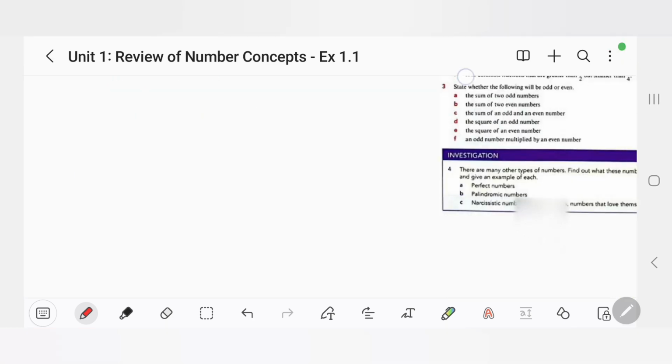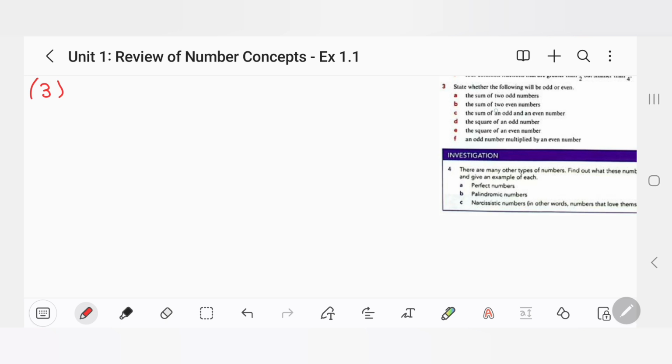Okay, now let's do question number 3. In question number 3, we have to state whether the following will be odd or even. This is very simple. The sum of 2 odd numbers. There is a very important thing that you should keep in your mind, that always try with an example. Not only one example, you can try with multiple, 2 examples at least.